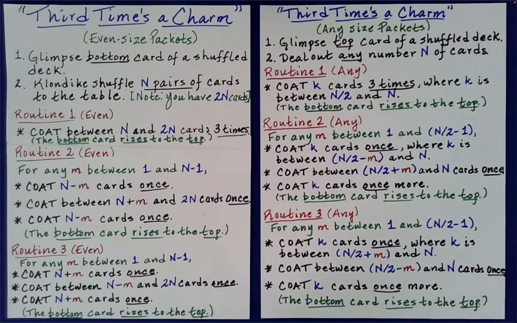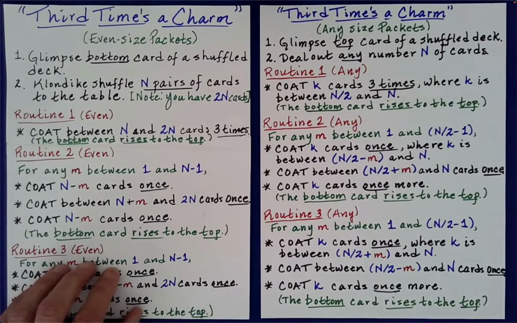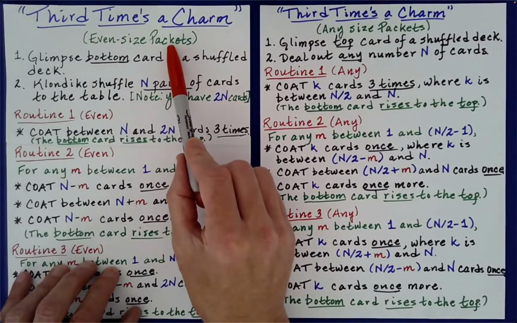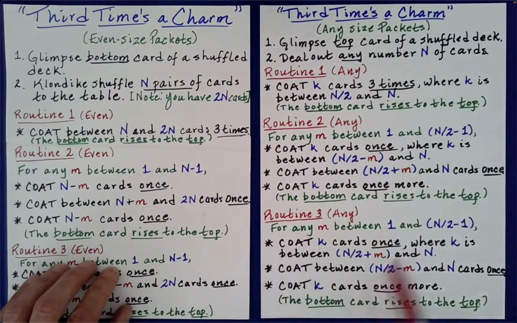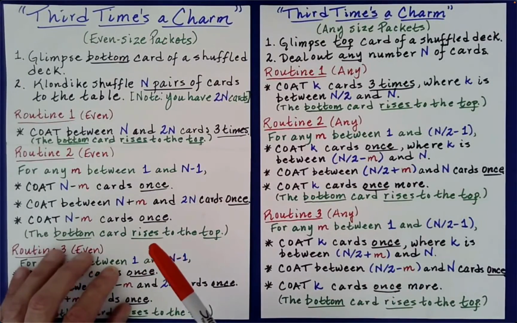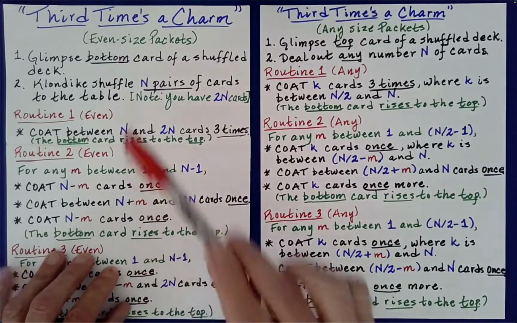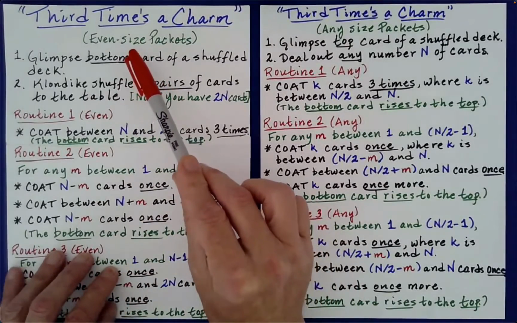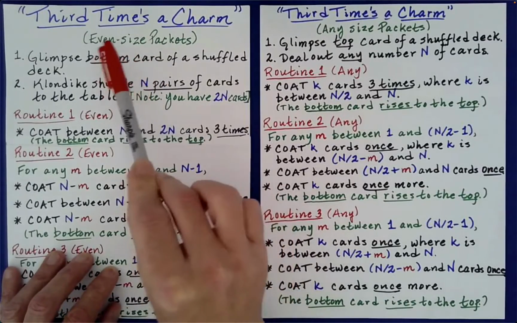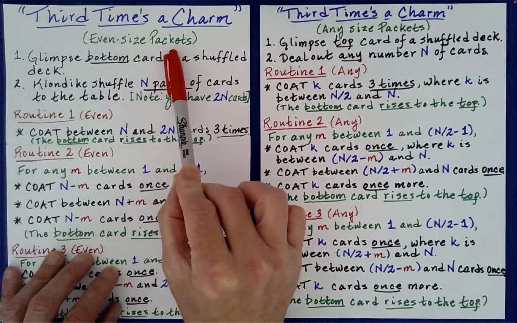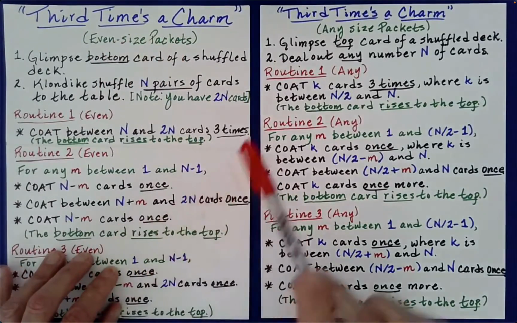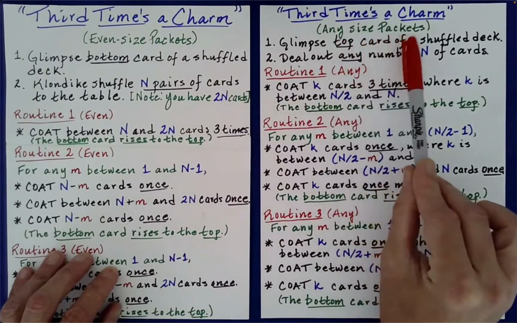What we will do first is restrict our attention to even size packets. And I want to emphasize this is just one way of organizing the use of this most remarkable principle, but I think it's one that will prove beneficial for most, if not all, viewers. So we will first confine our attention to even size packets, and after we've done that, we'll move on to any size packets.